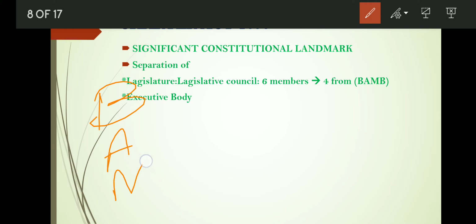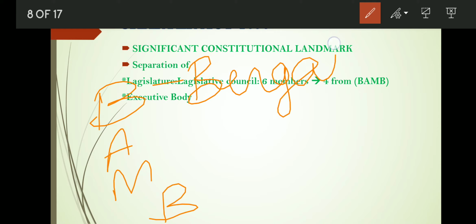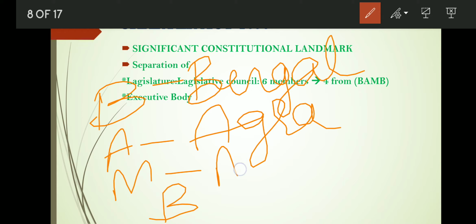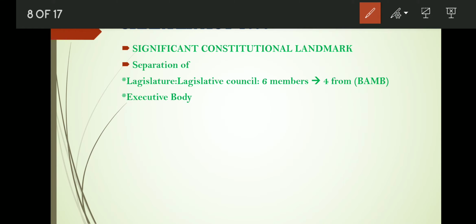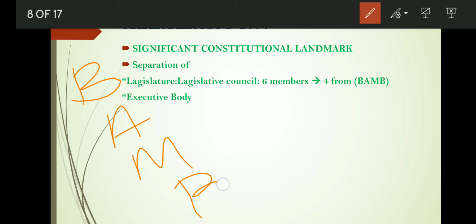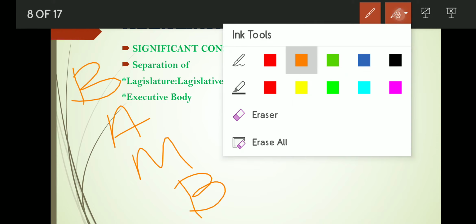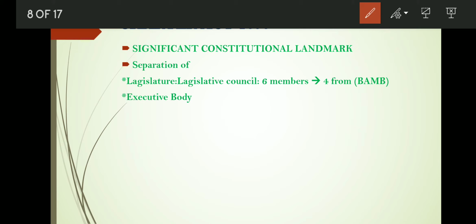BAMB: Bengal, Agra, Madras, and also Bombay. These are the presidencies containing members in the legislative council, and the rest is the executive body.